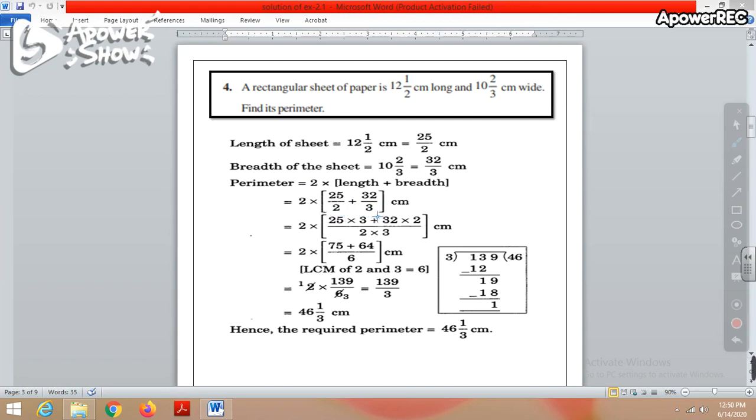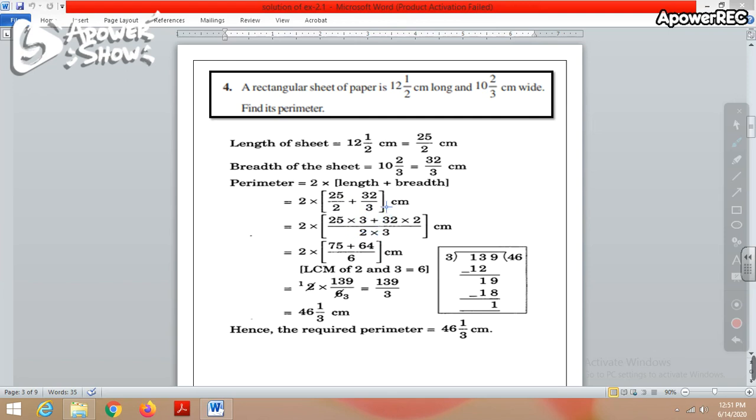For adding two unlike fractions we have to first find out the LCM and then we are going to find out the equivalent fractions of 25 by 2 and 32 by 3 having denominator equal to their LCM. So the LCM of 2 and 3 is 6. So for making 2 equal to 6 we have to multiply 2 by 3. So if we are multiplying 2 by 3 then we have to also multiply 25 by 3. So here we are multiplying 25 by 3.